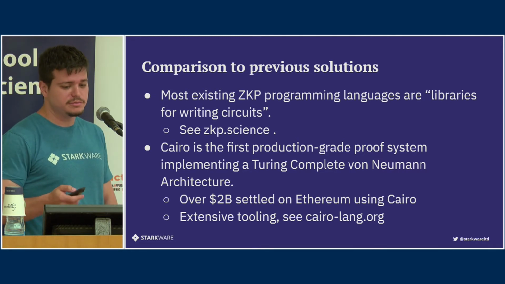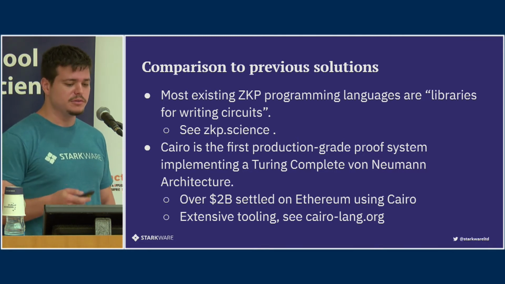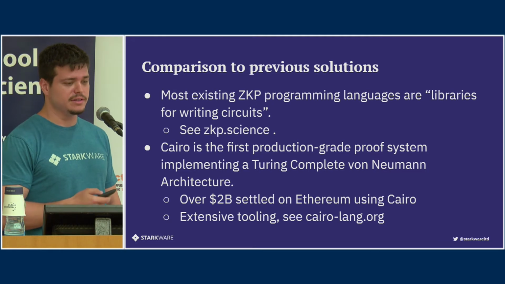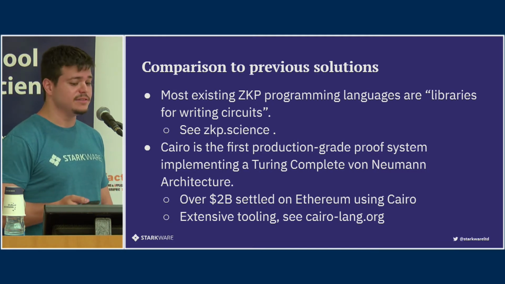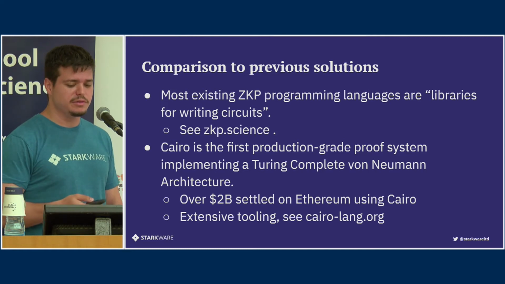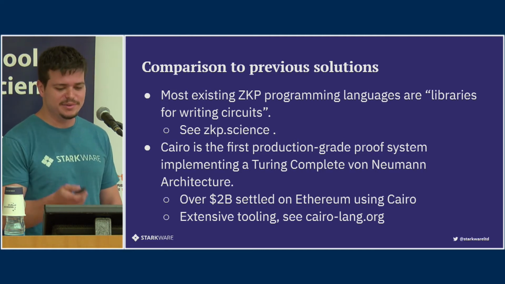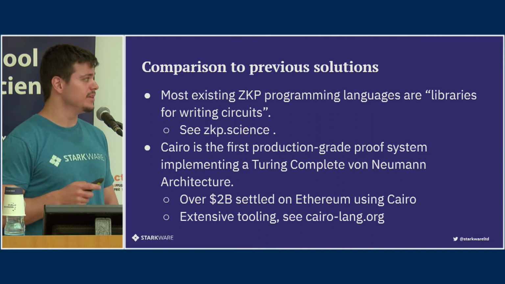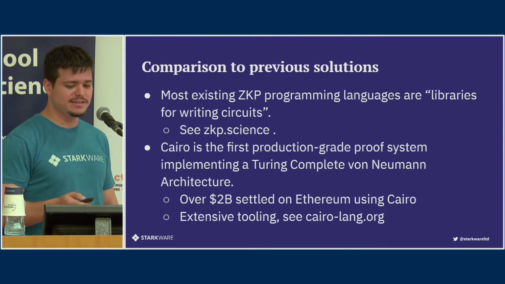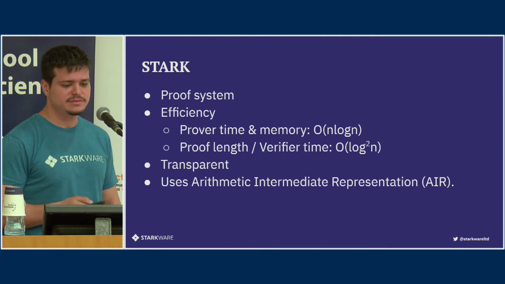So Cairo is the first production-grade proof system which is also Turing-complete in this context. It implements a von Neumann architecture. We use it today over Ethereum. There was already like $2 billion, a lot of money, in it. And we also have extensive tooling. If you're interested, you can check out our site, cairolang.org.